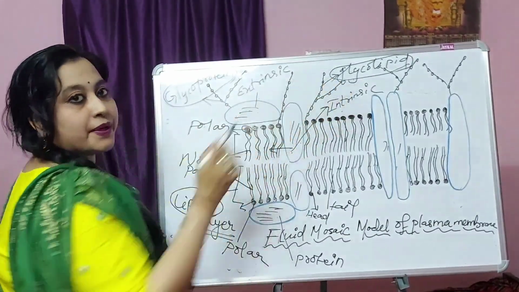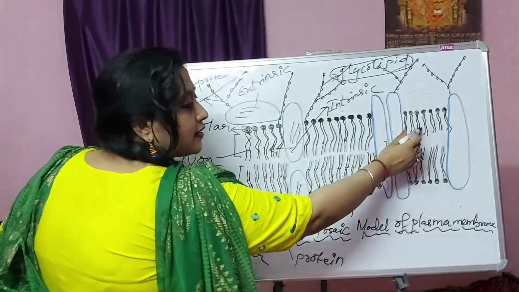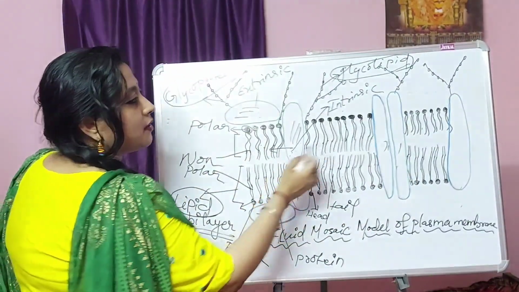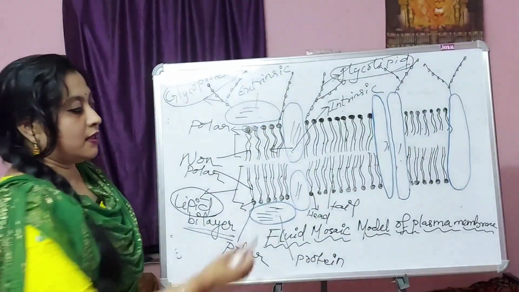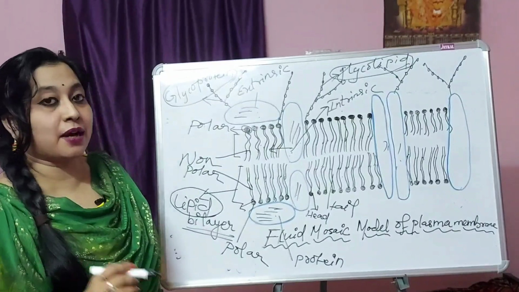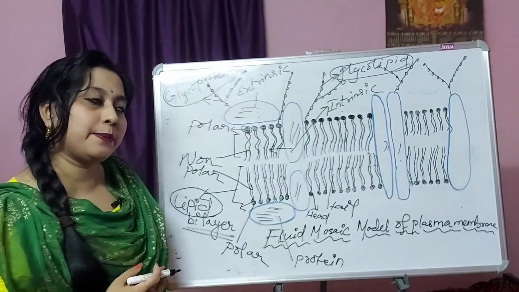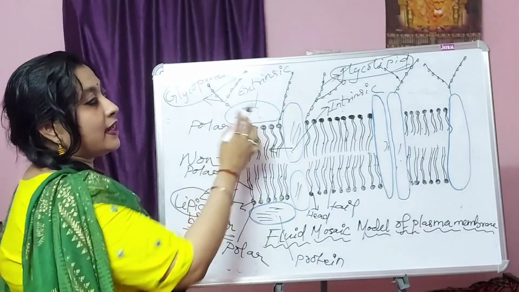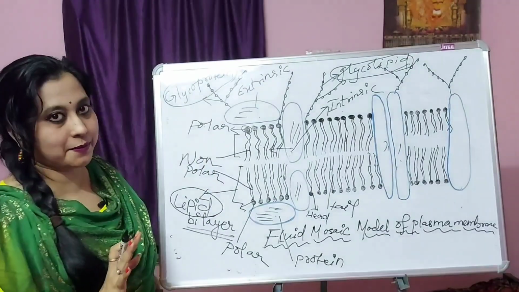Glycoprotein, glycolipid. So these are the two lipid layers, the lipid bilayer. These are the protein structures, big molecules, macromolecules. Some are intrinsic and some are extrinsic. Those that have a stronger association with the lipid layer are intrinsic. Those that have a weaker association are extrinsic. So in this way, this is the composition of plasma membrane.